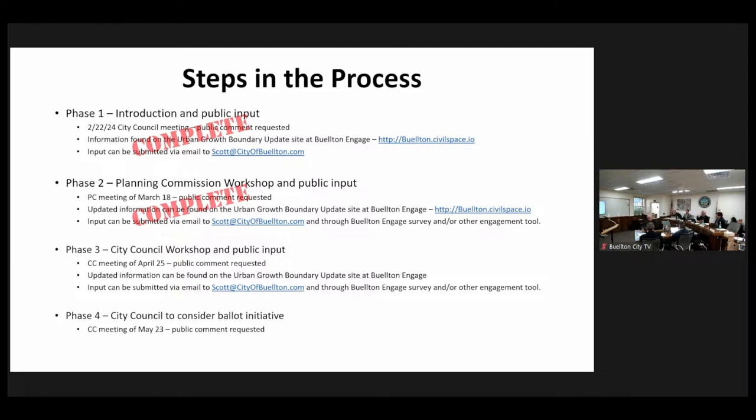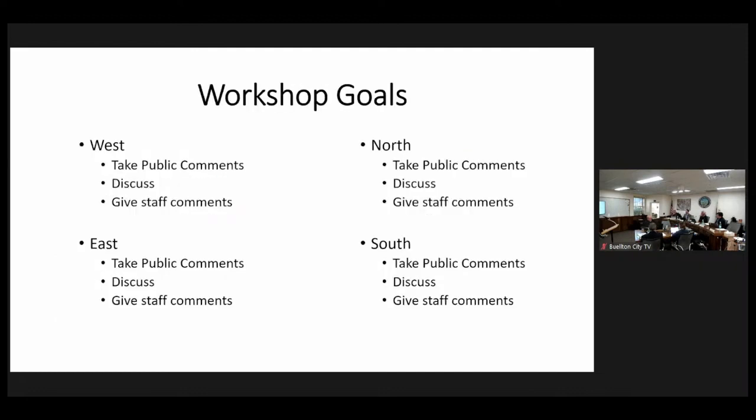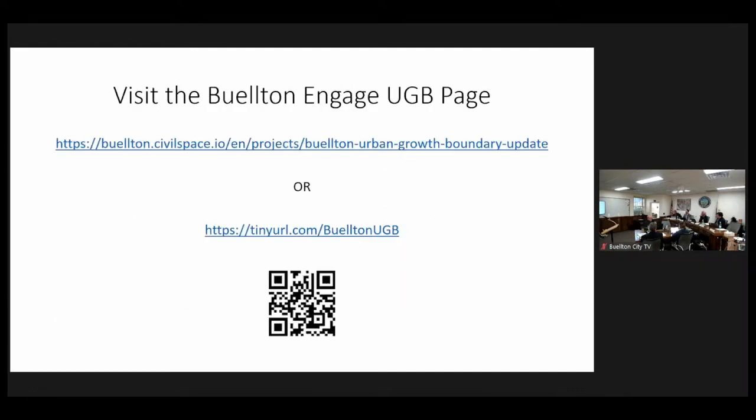We have received a number of written comments in this regard on the urban growth boundary. I have posted all of them in a single file entitled written public comments. It is on our Buellton Engage page. And I'll put that up. These are the web addresses. There's a big long one there. Ignore that one. Just use the small one at the bottom.